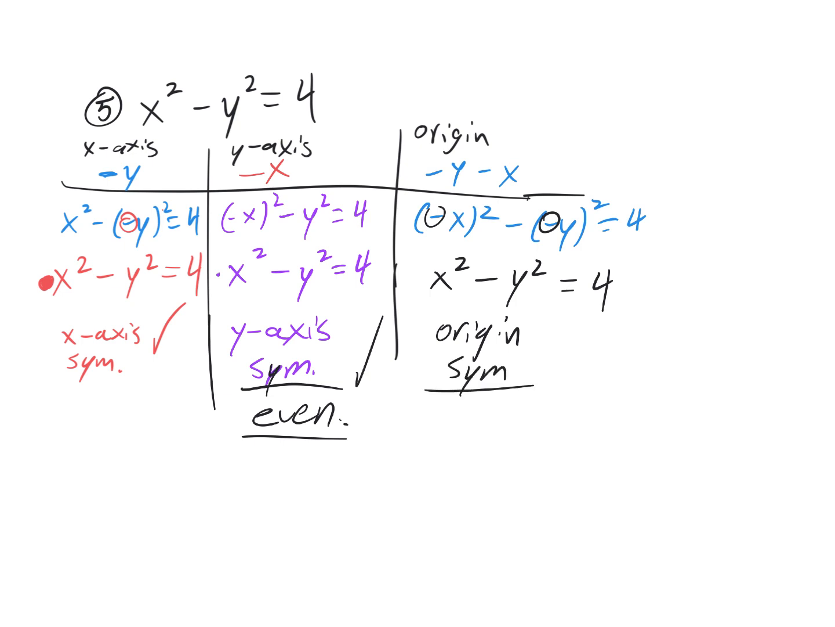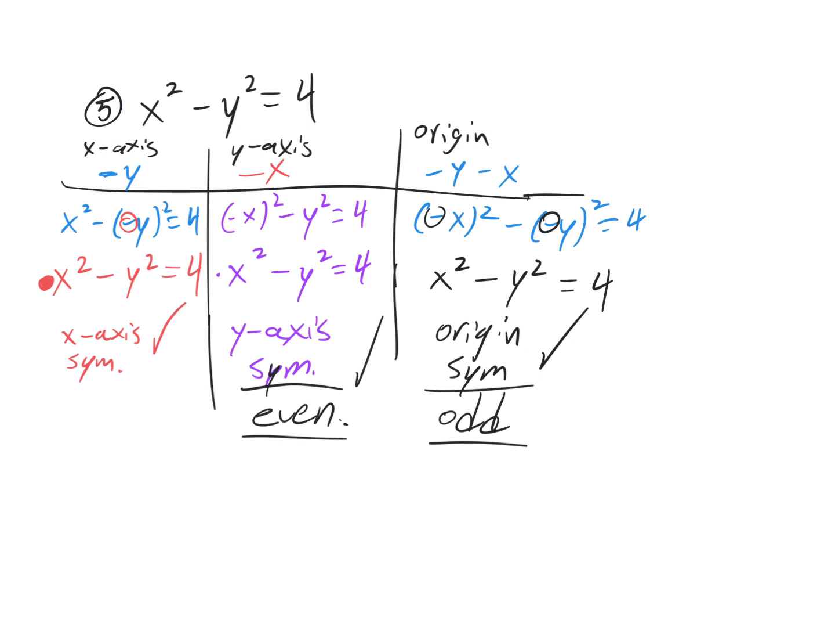Okay, and what does that mean about my function? It is an odd function. Okay, so we discovered this has all three types of symmetry, x-axis, y-axis, and origin, and it is both an even and an odd function.